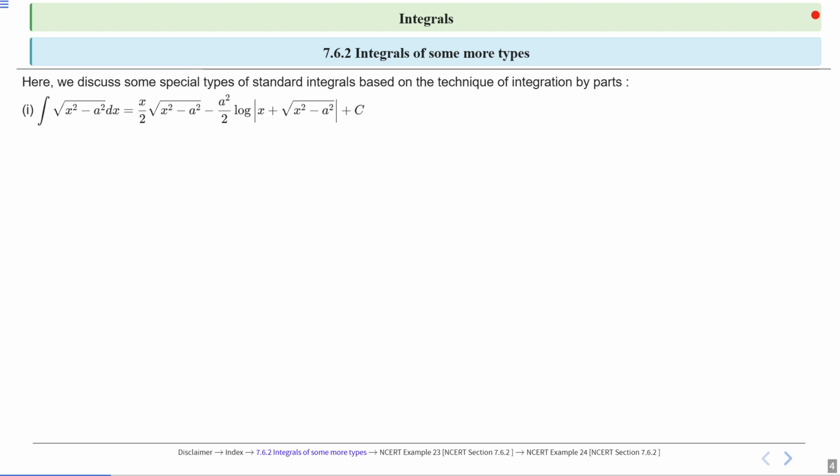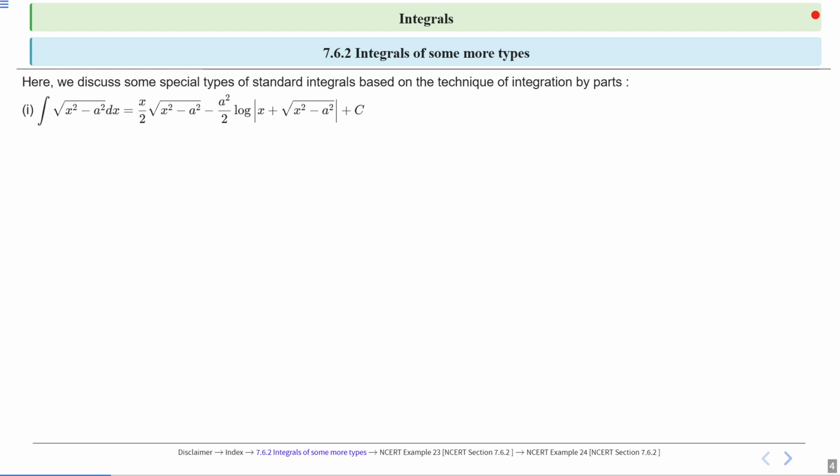So we discuss some special types of standard integrals based on the technique of integration by parts. That means we use the integration by parts method to integrate these special types. The formula of integration of root under x square minus a square dx is x by 2 root under x square minus a square minus a square by 2 log mod x plus root under x square minus a square plus c.